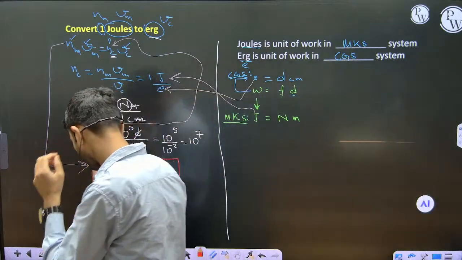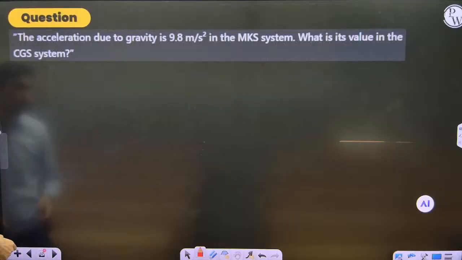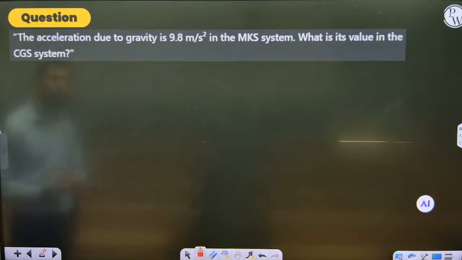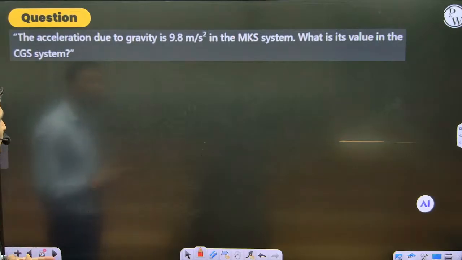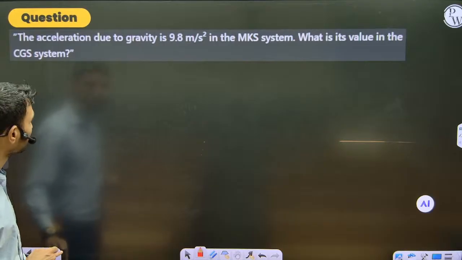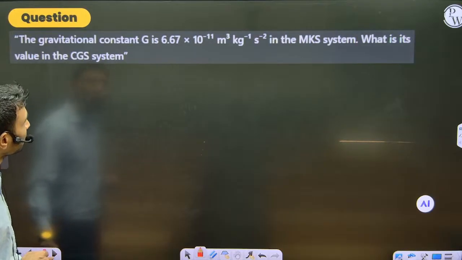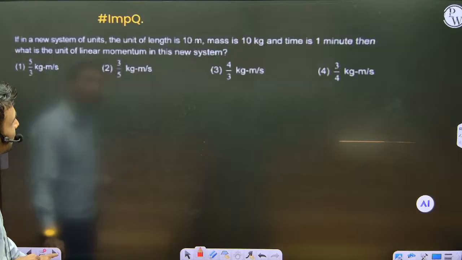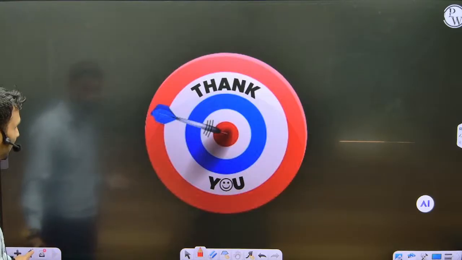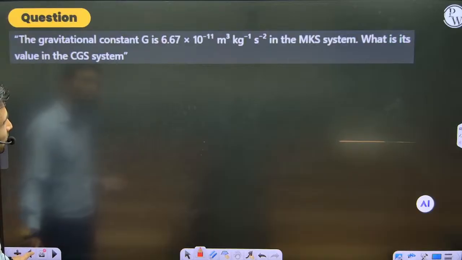Right? So now let's go to the next topic, which is: acceleration due to gravity is 9.8 meter per second square in MKS. What is its value in CGS? Right. So basically convert 9.8 meter per second square to CGS and see how much it comes out to be. Right. That you try yourself as homework, and this is also homework. Basically it is all homework now because we are done with the chapter. Right. So all the remaining problems are homework.